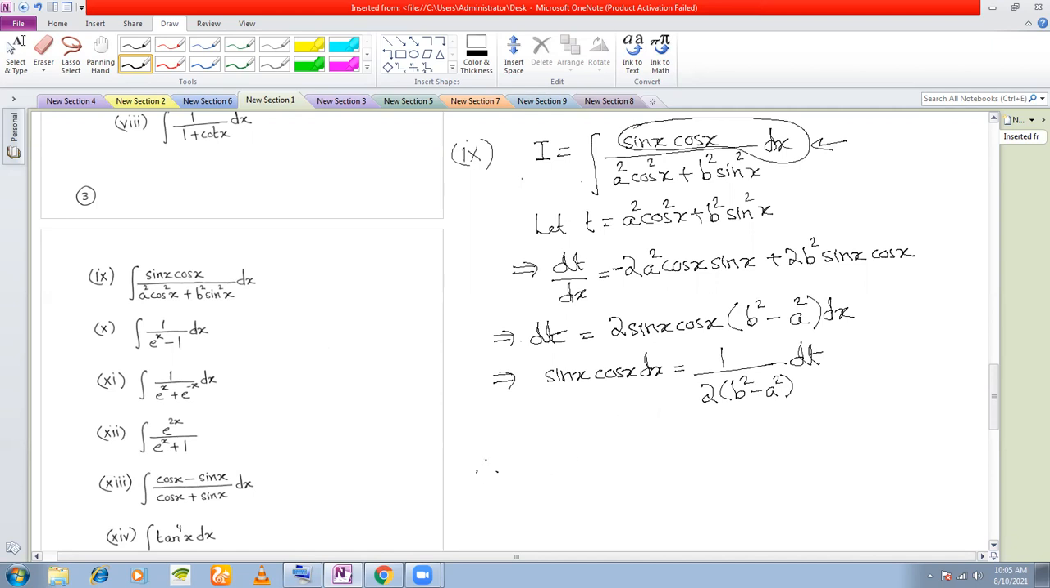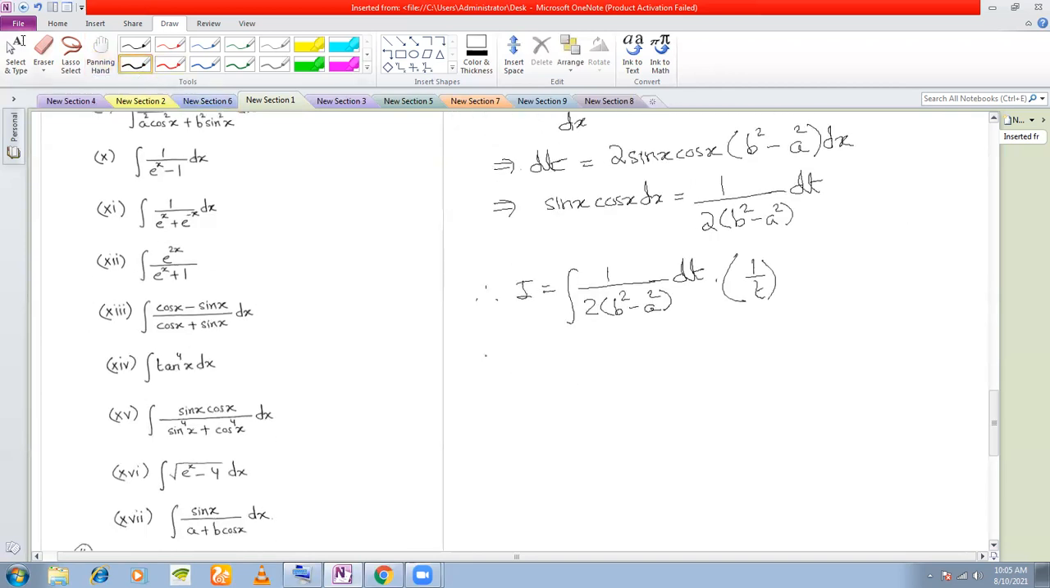So now put in the integral. So I is equal to integral 1 by, instead of sin x cos x dx, we are putting 1 by twice b square minus a square dt, and a square cos square x plus b square sin square x, we had assumed this to be t, so this is 1 by t. Now this is a constant, 1 by twice b square minus a square is a constant. We can take it out of the integration, to only get integral dt by t.